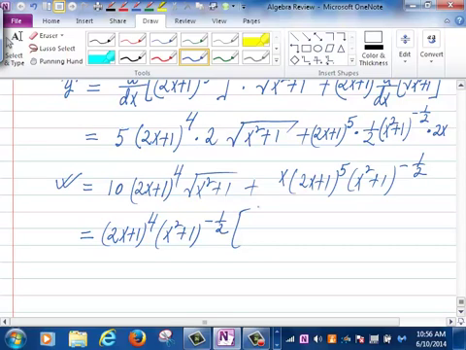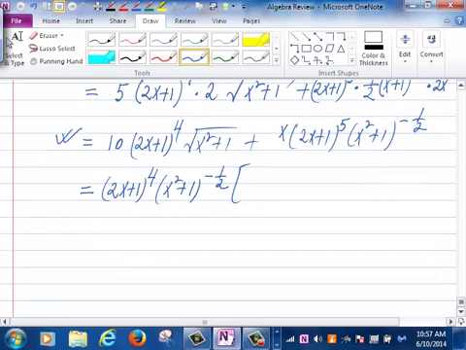So when you factor out, what do you do? You divide each term by that, right? So what am I going to get from the first? Wait, why did you get x to the negative half? I'm factoring that out. I am factoring out (2x+1)^4 and (x^2+1)^(-1/2). So let me ask you the following.